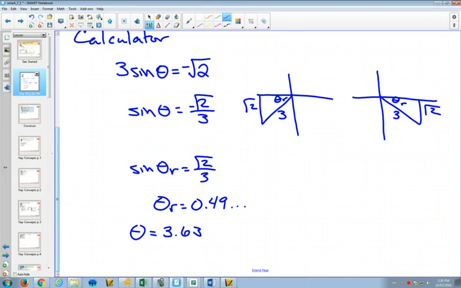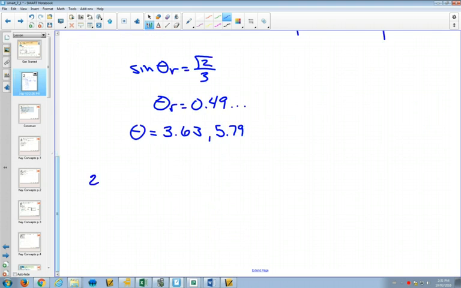If I wanted to go to quadrant 4, in degrees, I'd do 360 minus my reference angle. So in radians, I'd go 2 pi radians minus my reference angle, and I get 5.79 as my second answer. We'll call this question 1. We'll do 2 questions with our calculator and 2 questions without our calculator. So there's question 1.